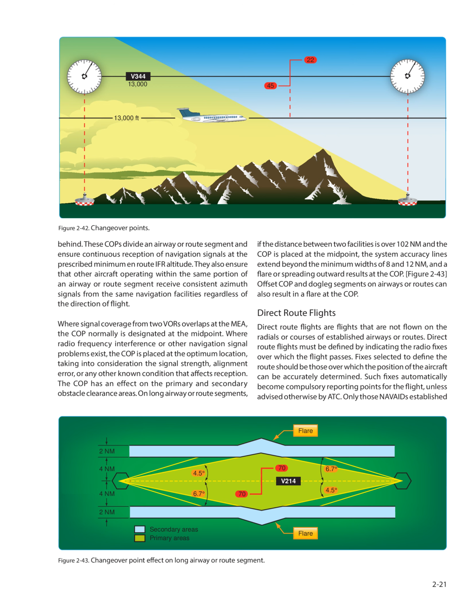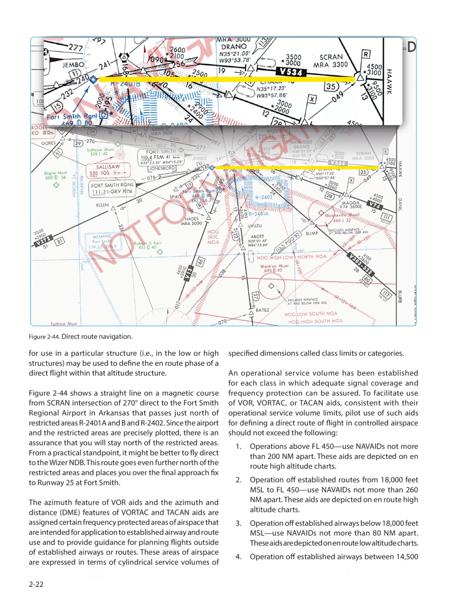Direct route flights. Direct route flights are flights that are not flown on the radials or courses of established airways or routes. Direct route flights must be defined by indicating the radio fixes over which the flight passes. Fixes selected to define the route should be those over which the position of the aircraft can be accurately determined. Such fixes automatically become compulsory reporting points for the flight, unless advised otherwise by ATC. Only those NAVAIDs established for use in a particular structure, i.e., in the low or high structures, may be used to define the en route phase of a direct flight within that altitude structure.